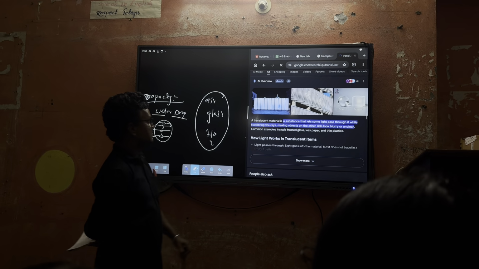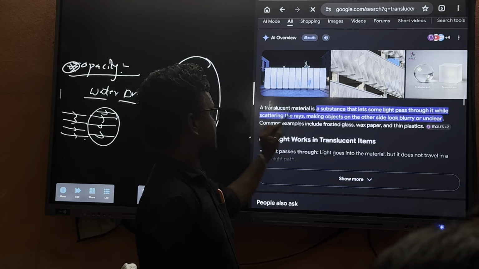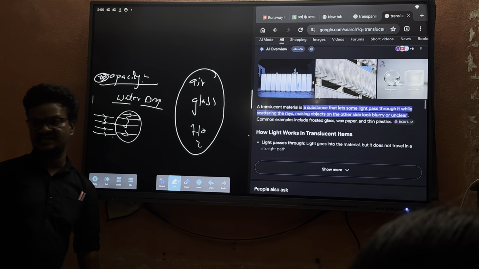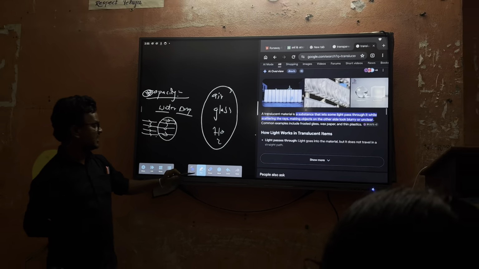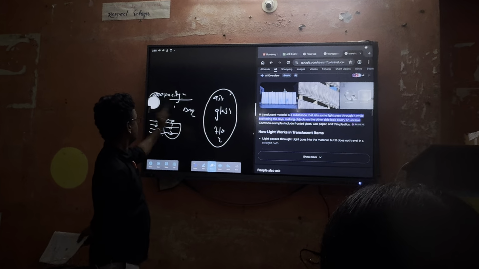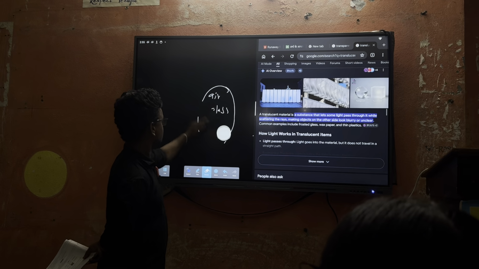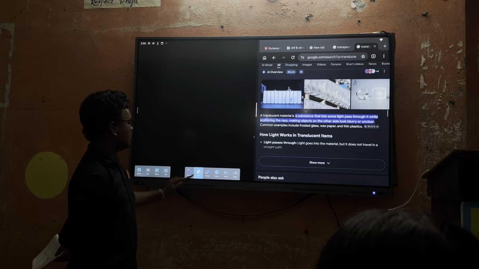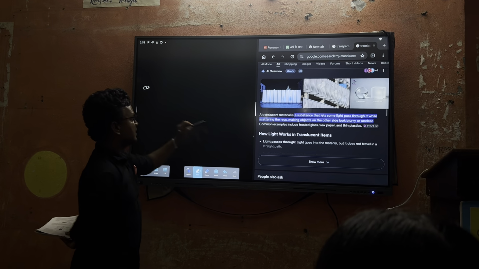Example. A substance that lets some light pass through it while scattering the rays. It does not allow the rays fully. One more second category: translucent.